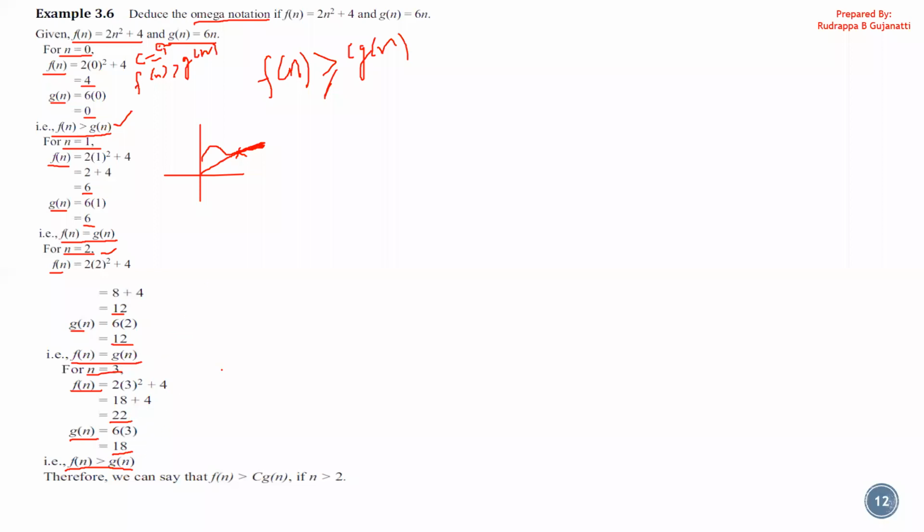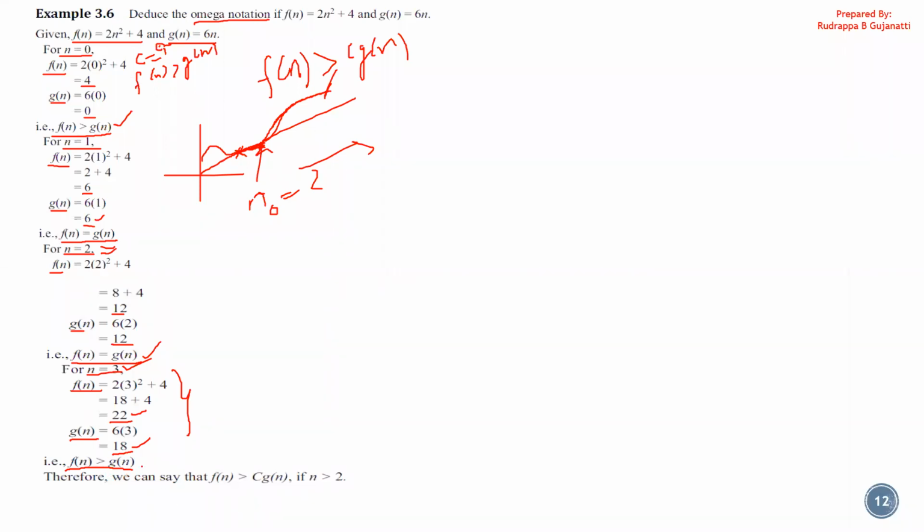So similarly, you can continue for a few more values and try to see whether it is satisfying the condition when n is equal to 4, 5, 6 and so on. So if it keeps on satisfying this condition, then I get to know that after this point, at 1 we got it equal, at 2 also we got it equal. But after this point, if you just keep on verifying, you'll be getting a value where f of n is greater than the value of g of n. So for that condition, in our case, n naught turns out to be 2. So after these values, f of n is satisfying the omega notation condition.